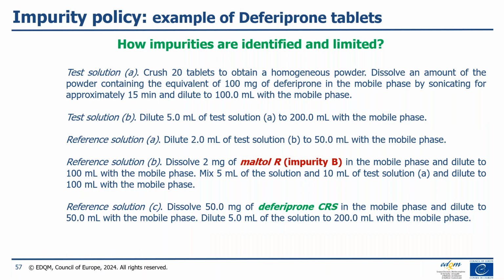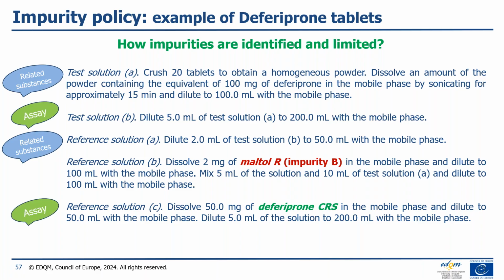I have taken deferiprone tablets to show you how impurities are identified and limited. So here you will see that we have several solutions described that are used for the related substances test itself, but we also have some solutions described for the assay, which means that in the monograph we'll have one liquid chromatography procedure both for related substances and assay. We also give a solution for the system suitability. In this case, it contains a reagent maltol, which is impurity B for this substance.